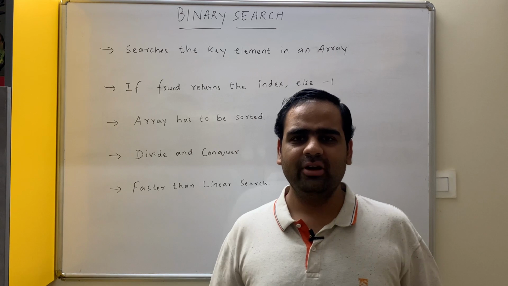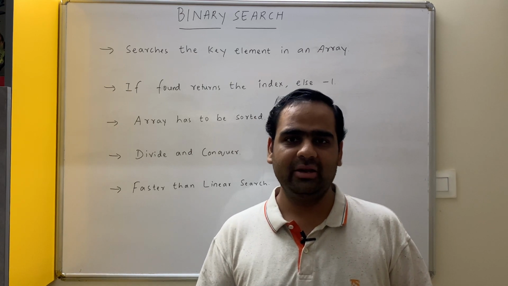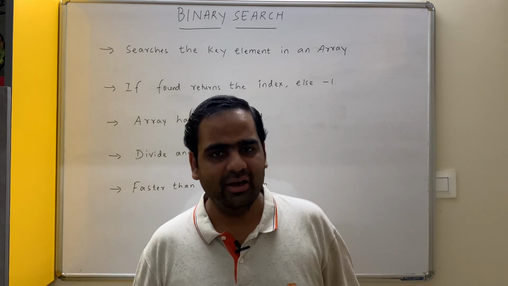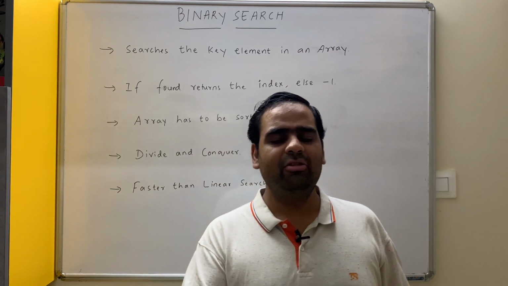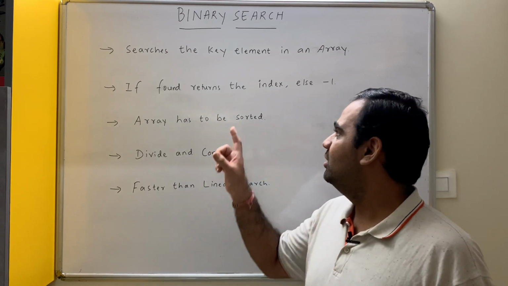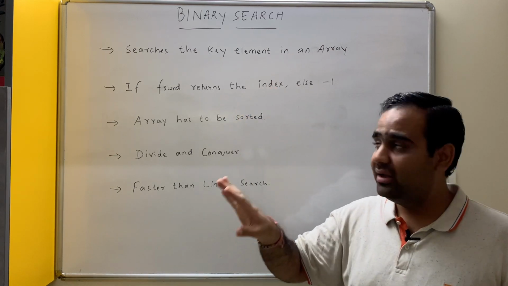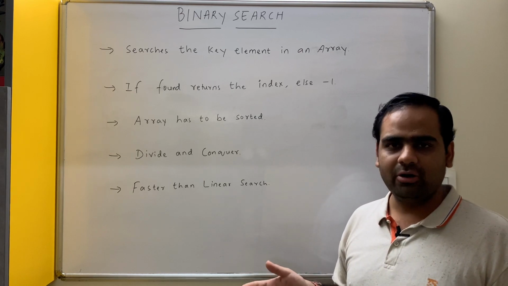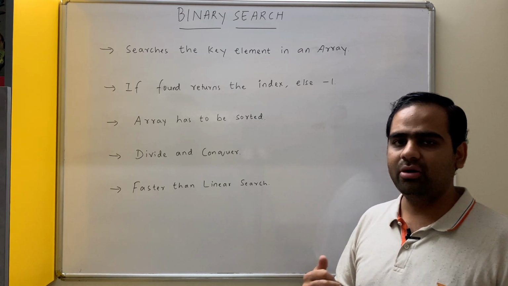In this video we are going to talk about the binary search technique. Search means finding an element in an array. Now if the element is found, we are going to return the index of that element, else we will return -1. Why -1? Because -1 cannot be the index, that means the element is not found.